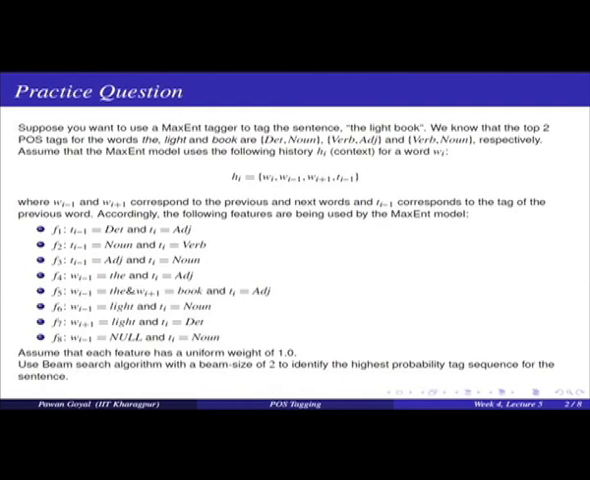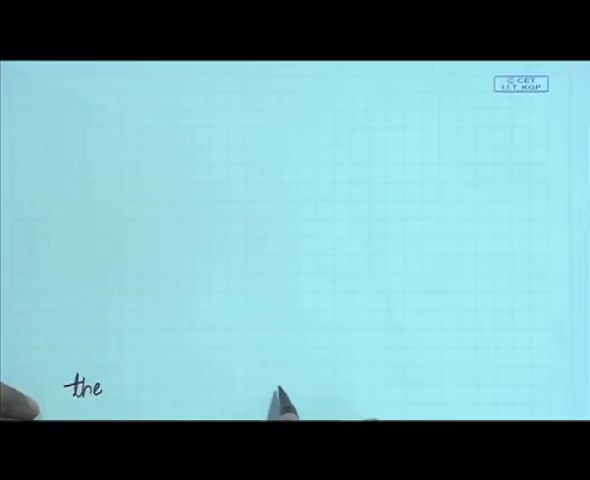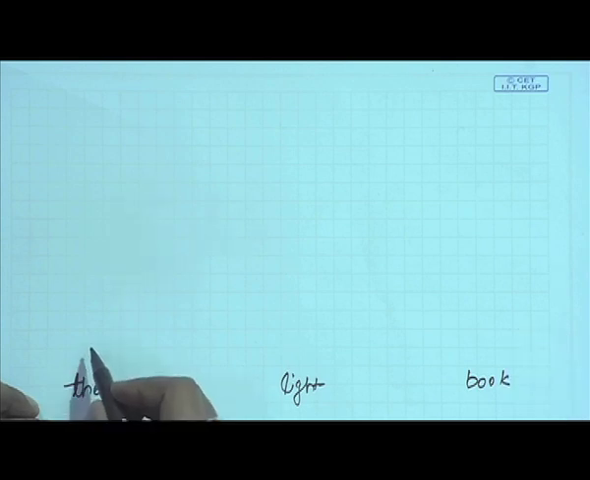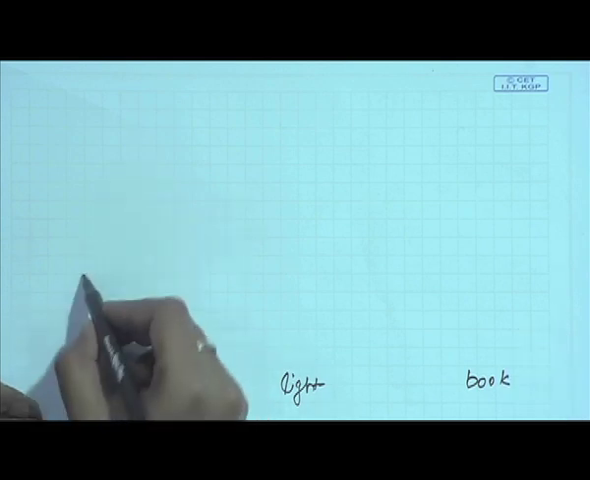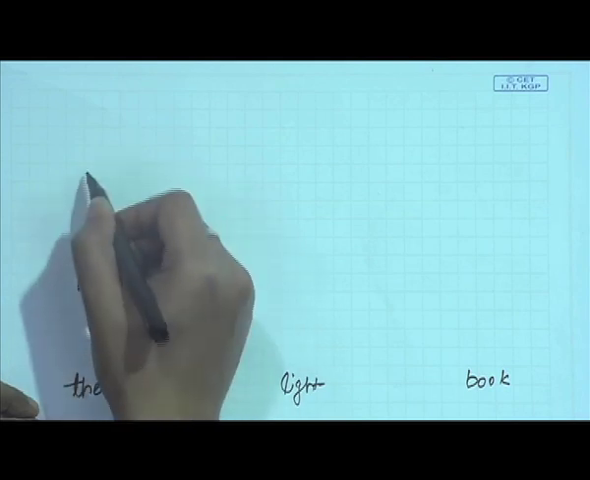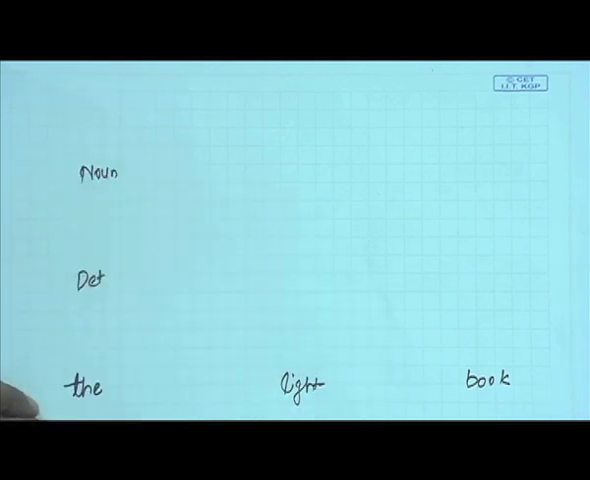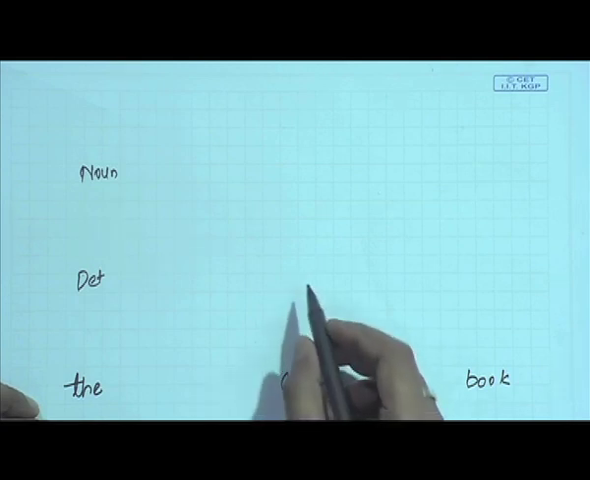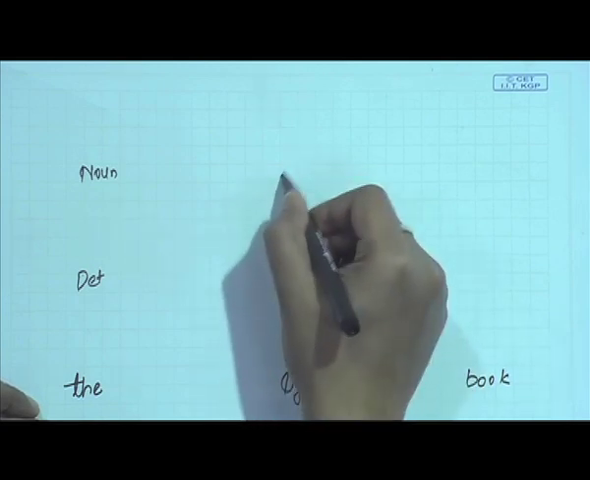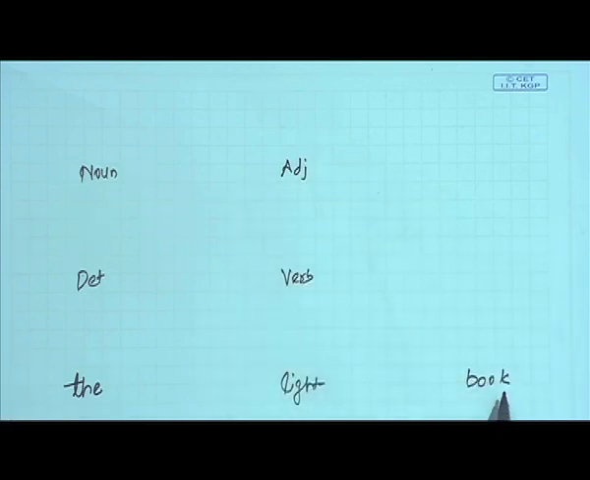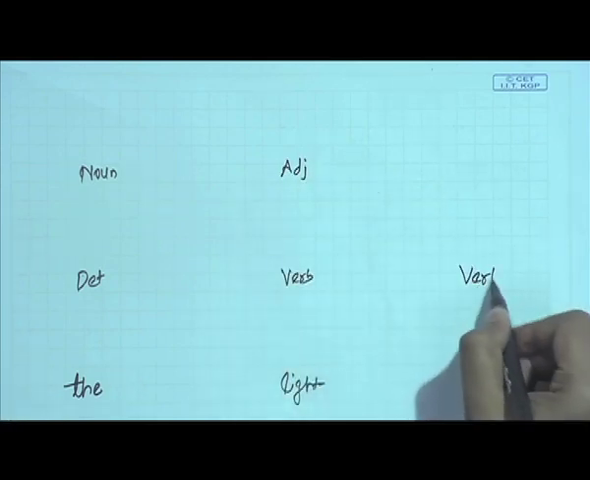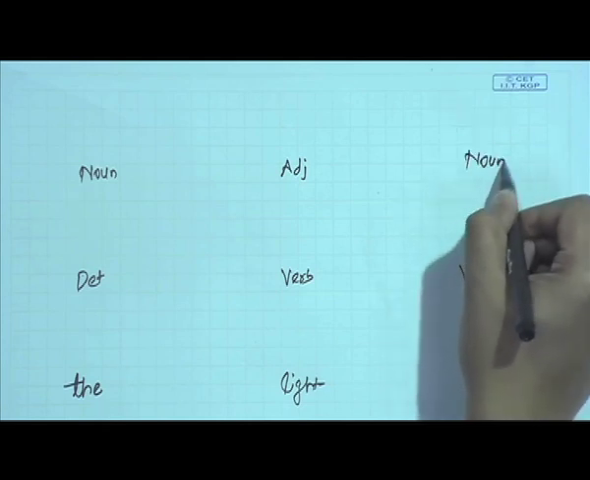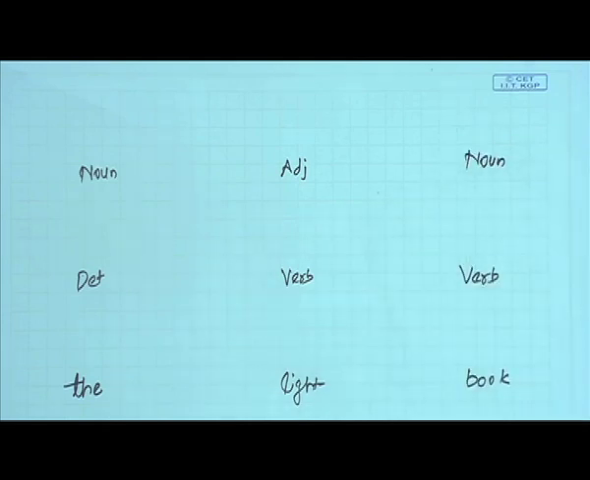We have 3 words in the sentence: the, light and book. The word the has 2 possible tags. It can be either a determiner or a noun. The word light can be a verb or an adjective, and the word book can be a verb or a noun. So, now how do we start?